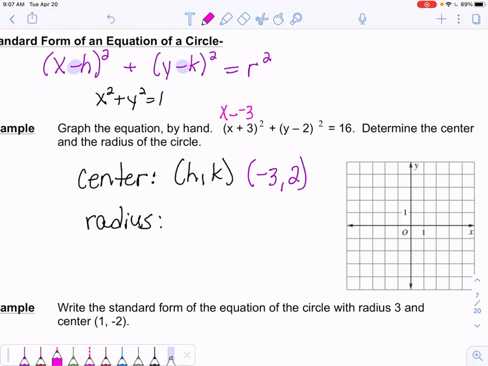Hannah, how about the radius? Excellent. And the radius would be 4, because the 16 represents r squared, so I need to take the square root of that.